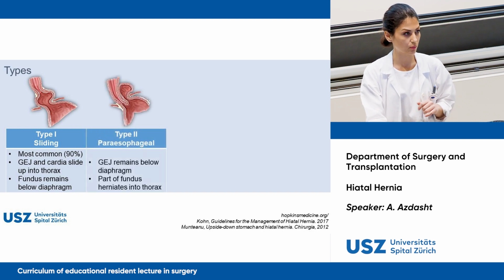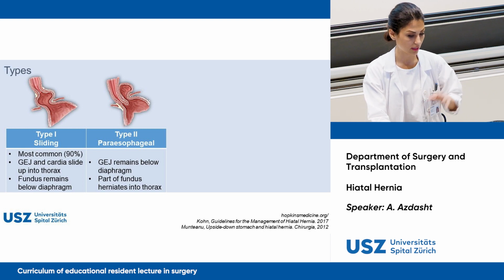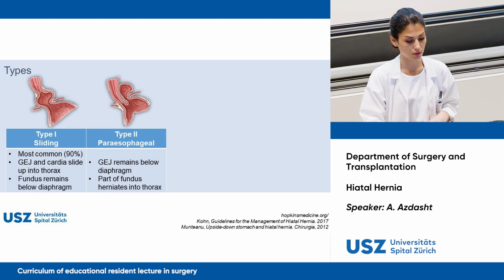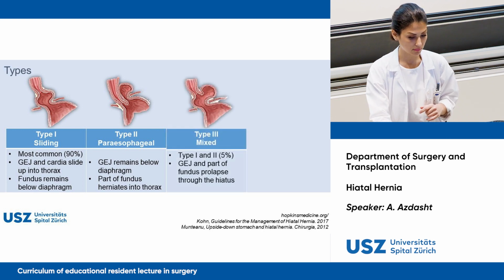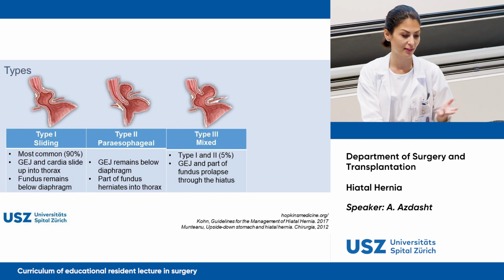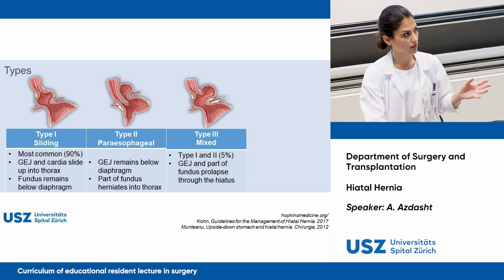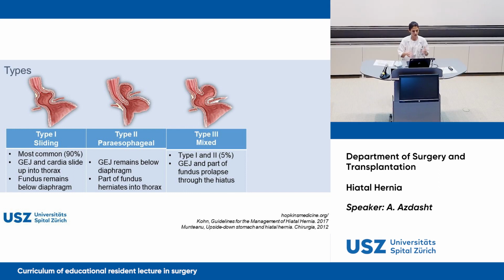In contrast to that, we have the paraesophageal hernia, where it is actually vice versa. So the gastroesophageal junction remains under the diaphragm, but part of the fundus herniates into the thoracic cavity. Then we have type 3. This is a mixed hernia, and as the name gives it away, we have a mixture of type 1 and type 2. So the gastroesophageal junction here and part of the fundus prolapses through the hiatus.